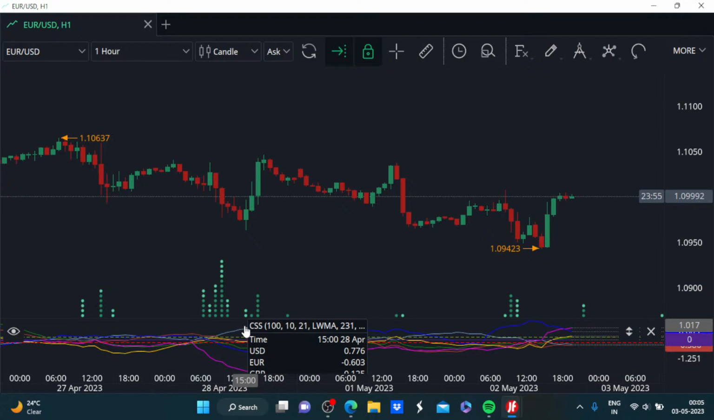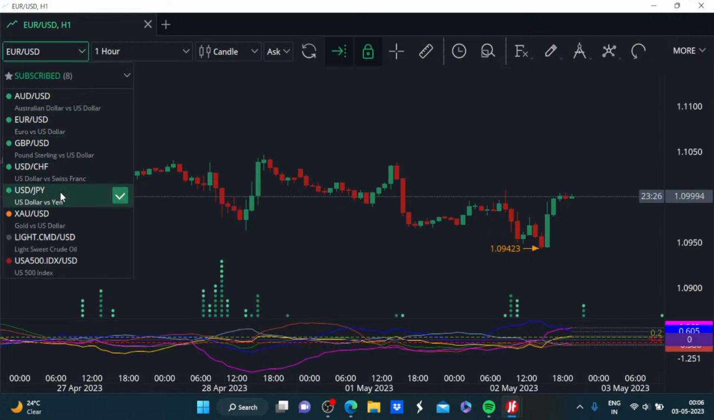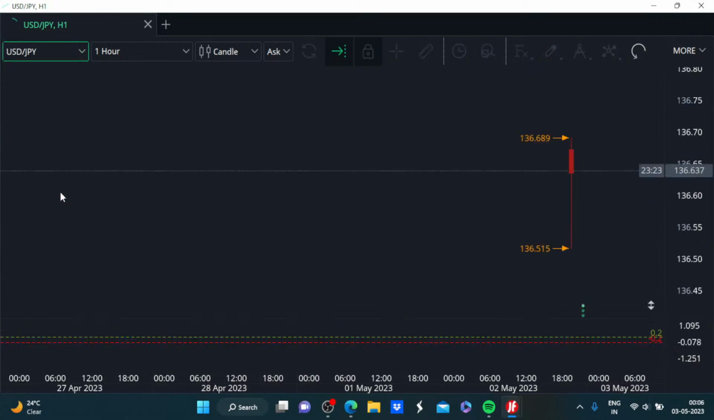So if you want to go for a trade, then it is better to keep looking for opportunities in USD JPY to go long, because this indicator chart is telling us that the Japanese yen is the most bearish and the US dollar is the most bullish. Now let's look at the charting of the USD JPY for 28th April, 15 GMT. Let me change the chart and see what was happening on that particular day.